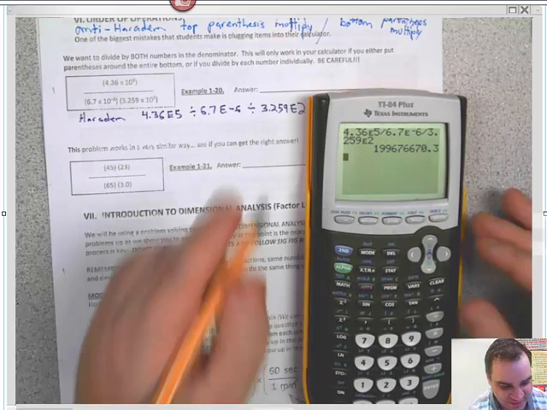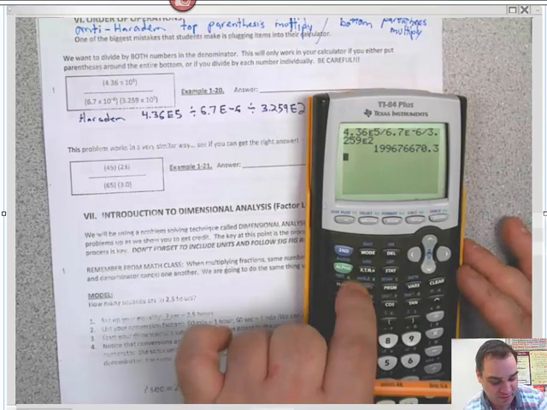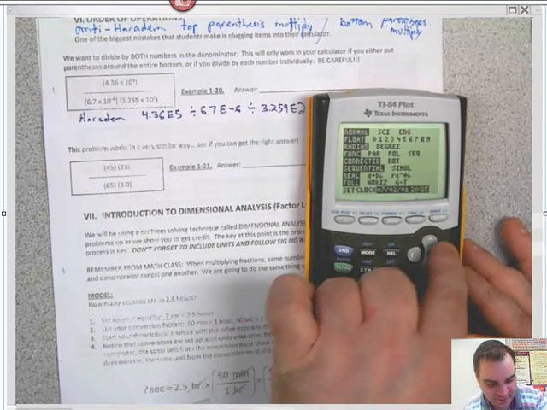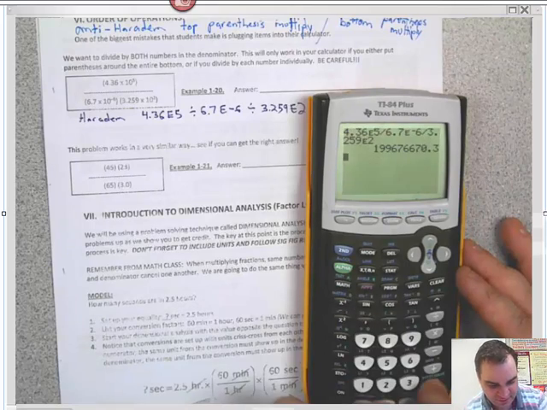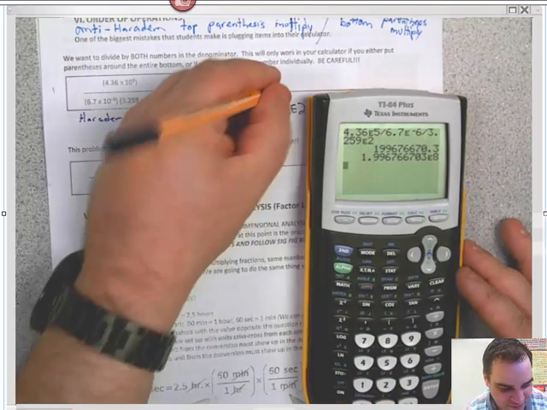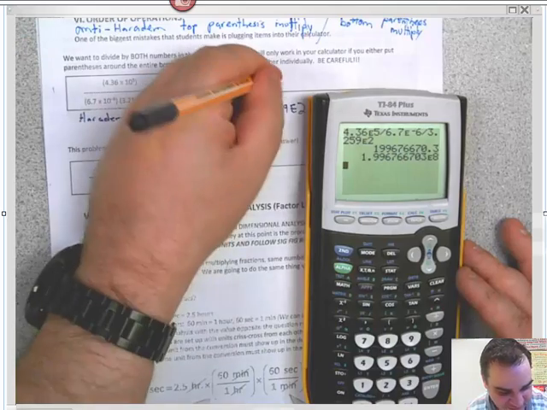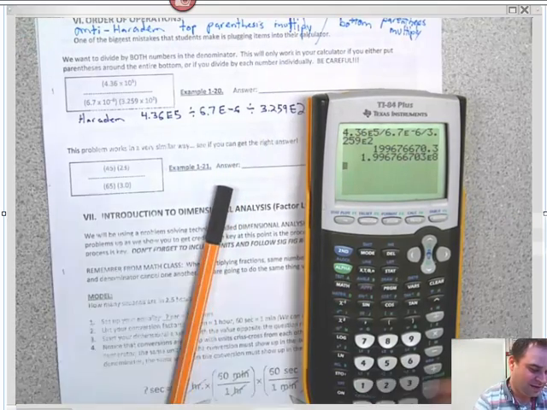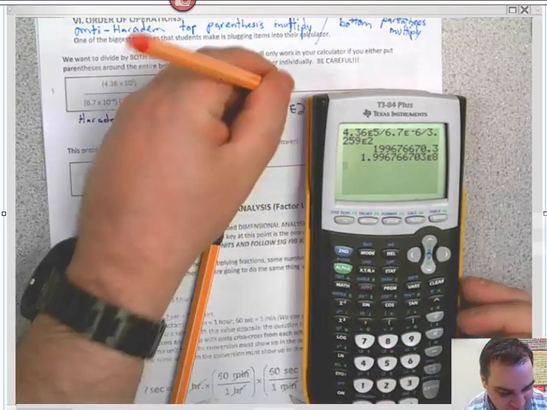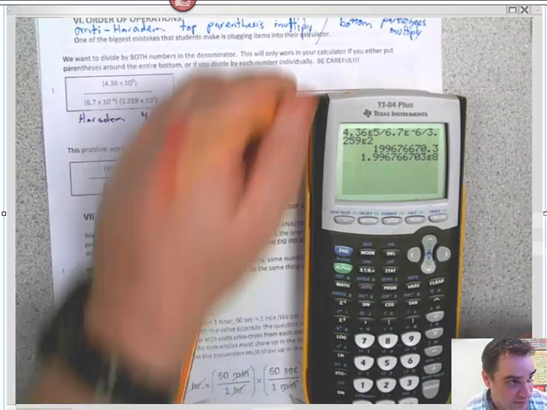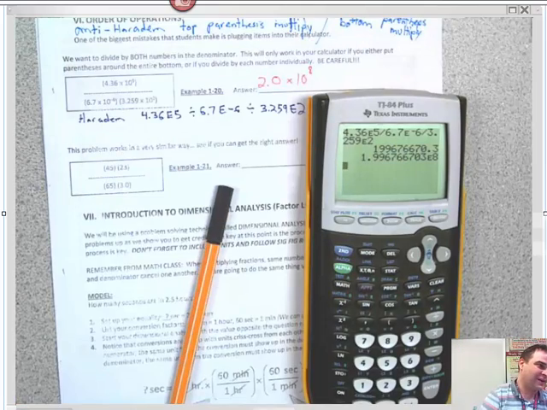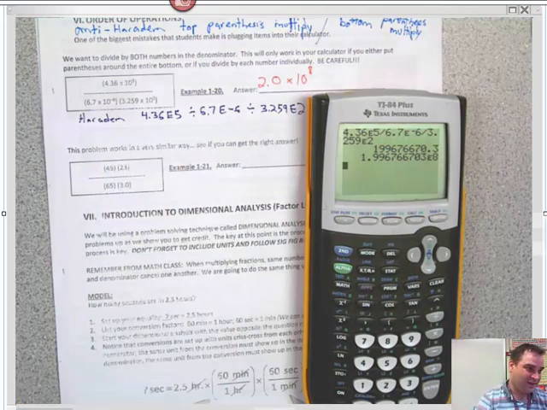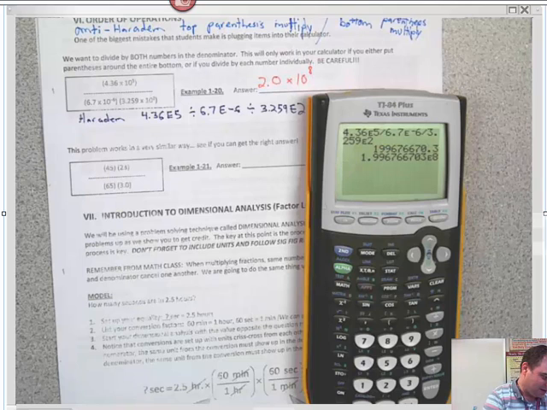And I am going to write this in scientific notation. To switch it over to scientific, you go mode, scientific, clear. I'm going to round this to 2 sig figs, which you will learn about later. And you would get the answer of 2.0 times 10 to the 8th. That is how Mr. Heredom would do it.